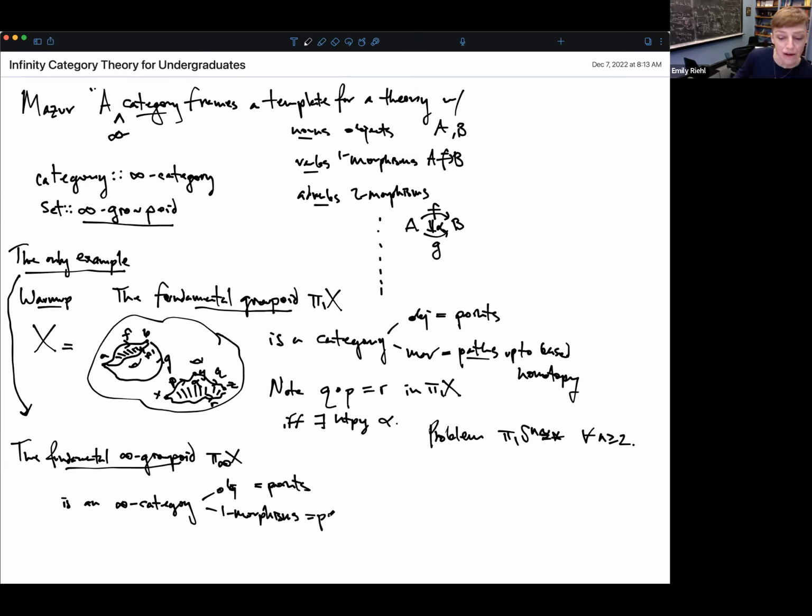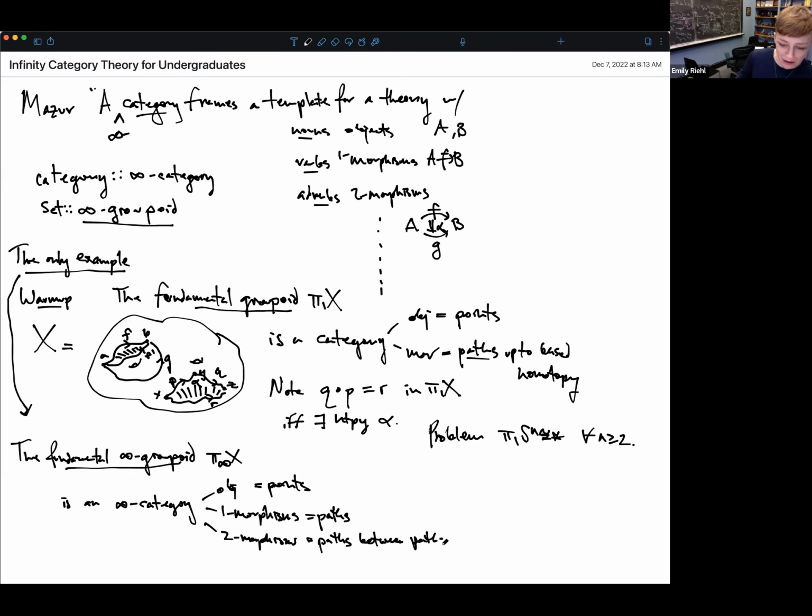The 1-morphisms now are a bit simpler. They're really just the paths, and we're no longer taking based homotopy classes of paths. So each individual path, like this F and this F prime, will represent distinct 1-morphisms in the fundamental infinity groupoid. Then we have, in addition, 2-dimensional morphisms, and these are paths between paths, or the based homotopies I was referring to before.